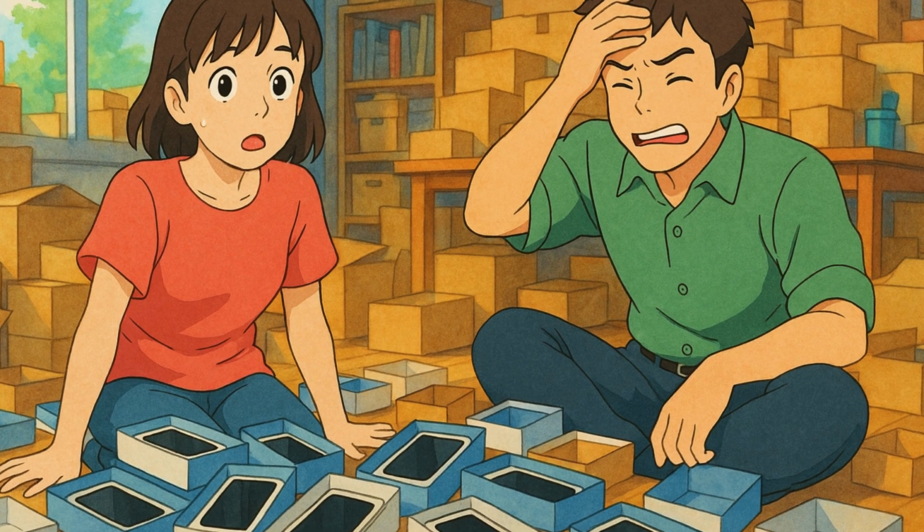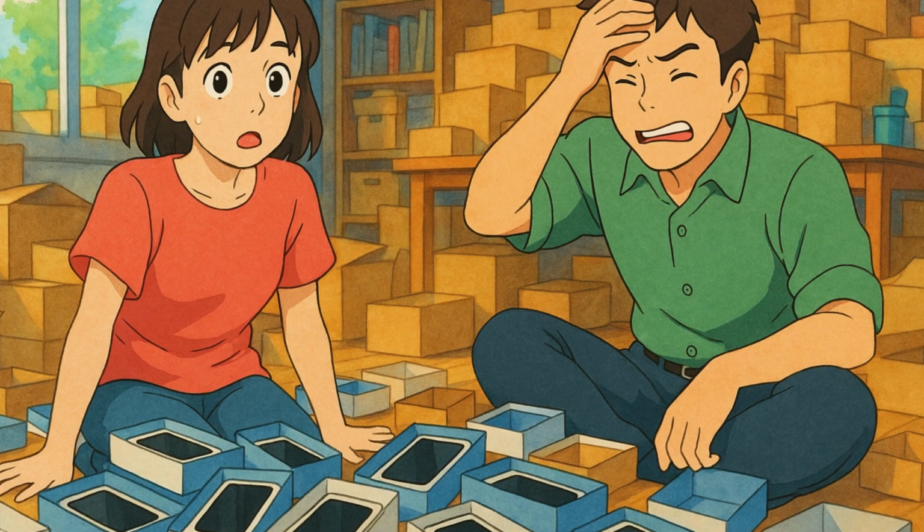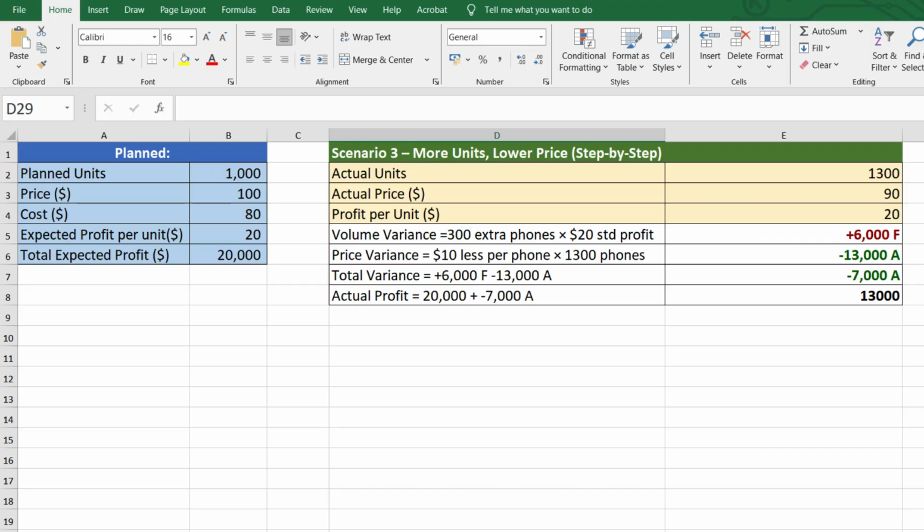Third, you lowered the price, but sold more. You dropped the price to $90 and sold 1,300 phones. Sounds great, but let's check the numbers. Sales volume variance: 300 extra phones times $20 standard profit equals $6,000 favorable. Sales price variance: you earned $10 less per phone times 1,300 phones equals $13,000 adverse.